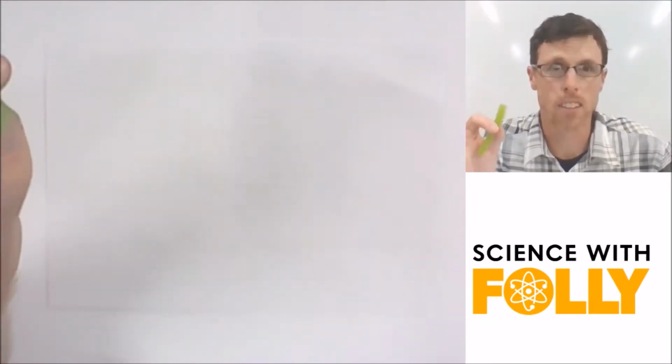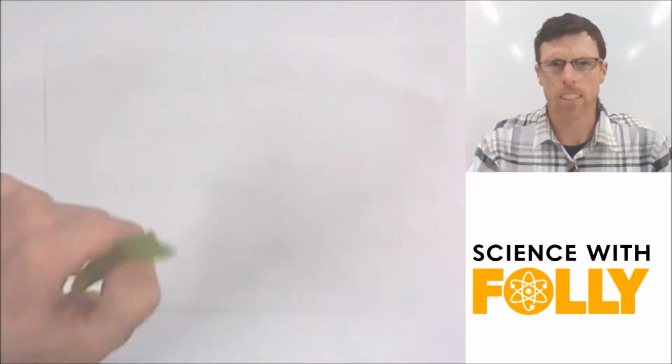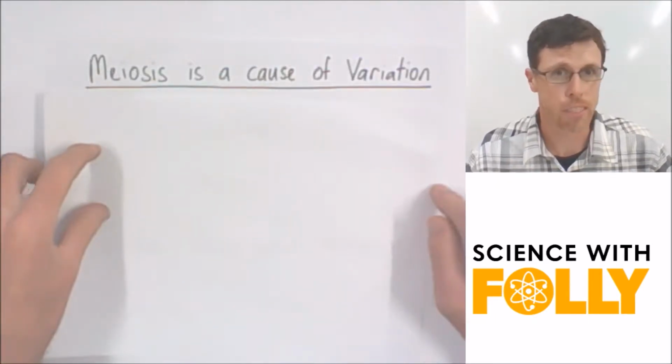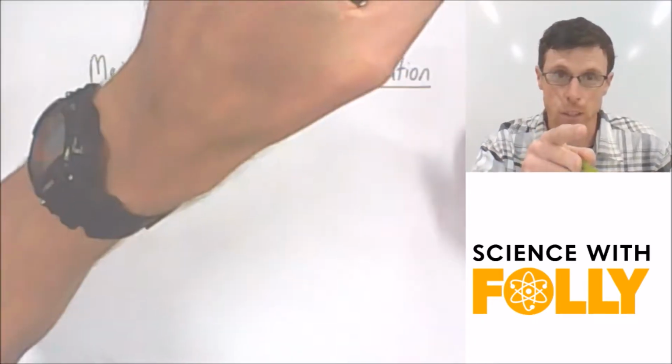Now, if you're wondering why I just bit the head off a snake, it's because I hate those slimy little creatures. No, actually, it's because today we are learning about meiosis as a cause of variation. If you're wondering what that's got to do with a snake, stay tuned.